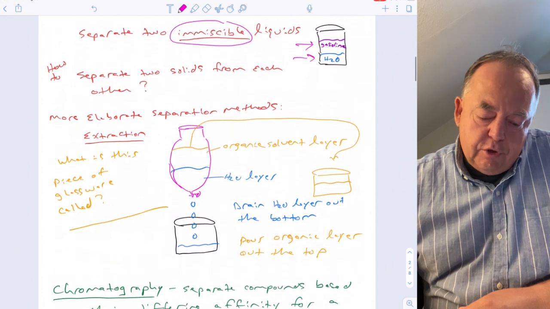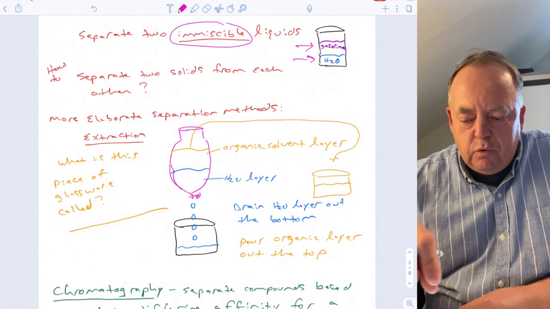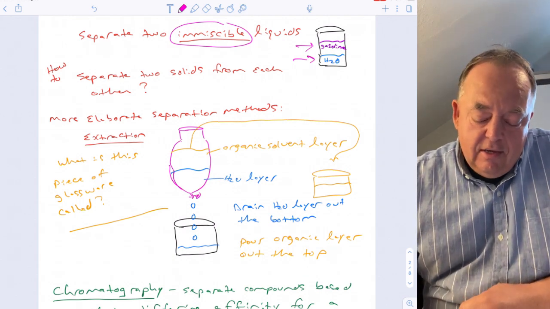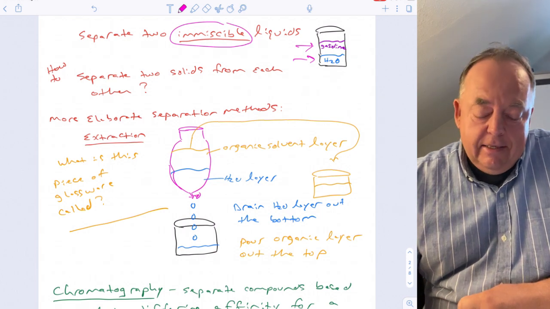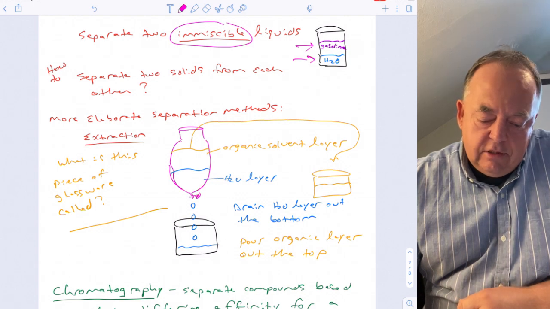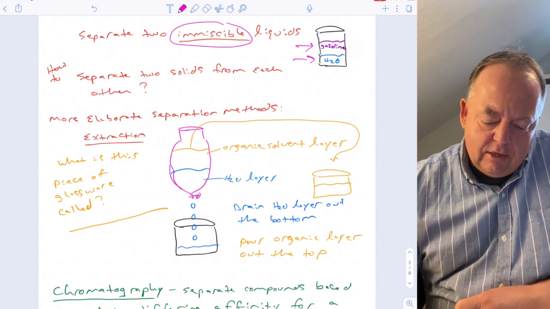How would you separate two solids from each other? Well, you couldn't just take a piece of tweezers and separate the two different solids, right? Because molecules and compounds in chemistry are really, really tiny. So if you want to separate things like two solids, you need more elaborate separation techniques. So we'll just talk about a couple of them.